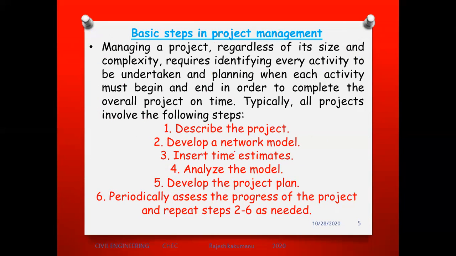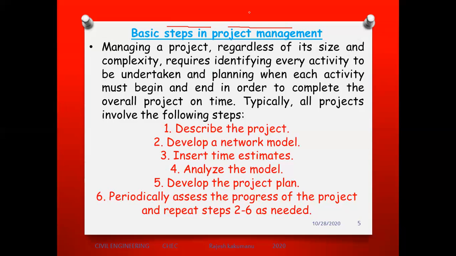Okay, next. The next topic to be discussed is what are the basic steps in project management, right? So what are the main steps to be considered for project management? We'll discuss in this slide. Now, managing a project, with respect to its size and complexity, requires identifying every activity to be undertaken and planning when each activity must begin and end in order to complete the overall project on time. Typically, all projects involve the following steps.